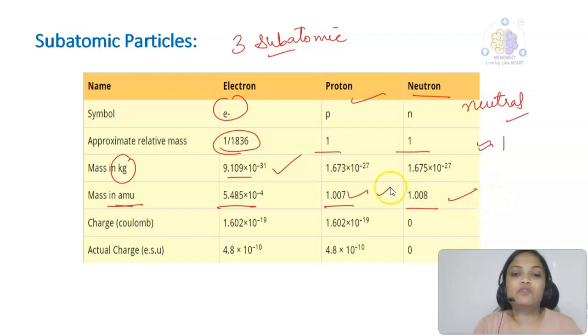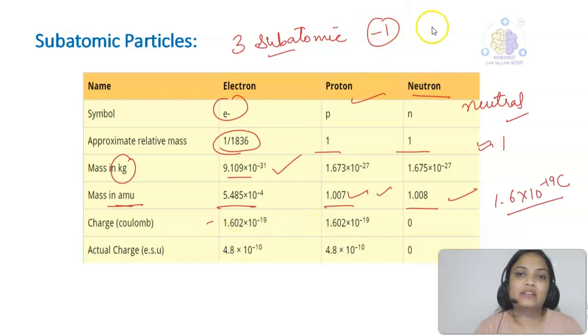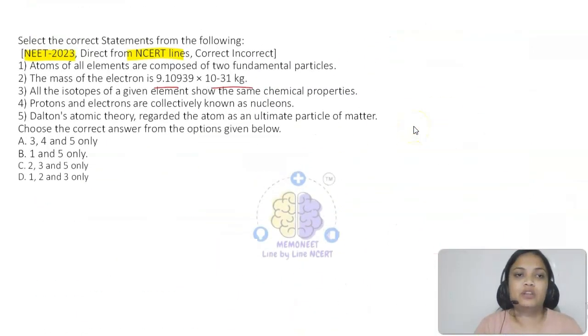So neutrons and protons have approximately equal masses, but electrons have negligible mass as compared to them. Charge: the magnitude of charge is the same, 1.6 × 10^-19 coulomb, but the charge on an electron we take as -1, and in general for protons we take it as +1, and for neutrons it's 0. All right, so let's see the question here.